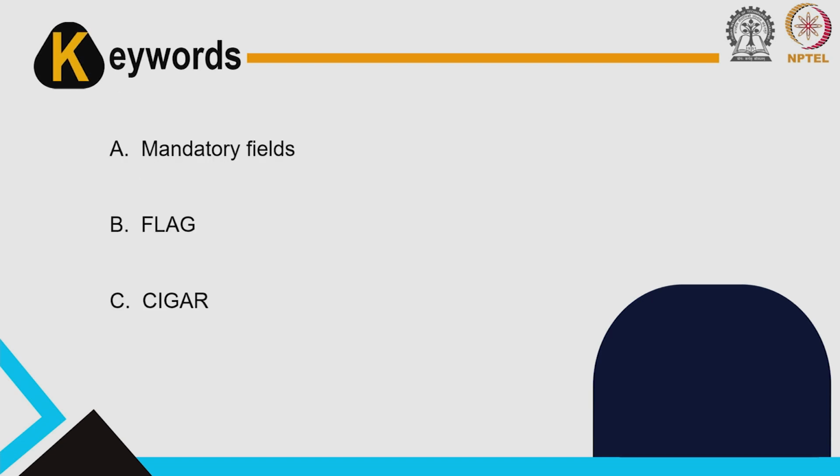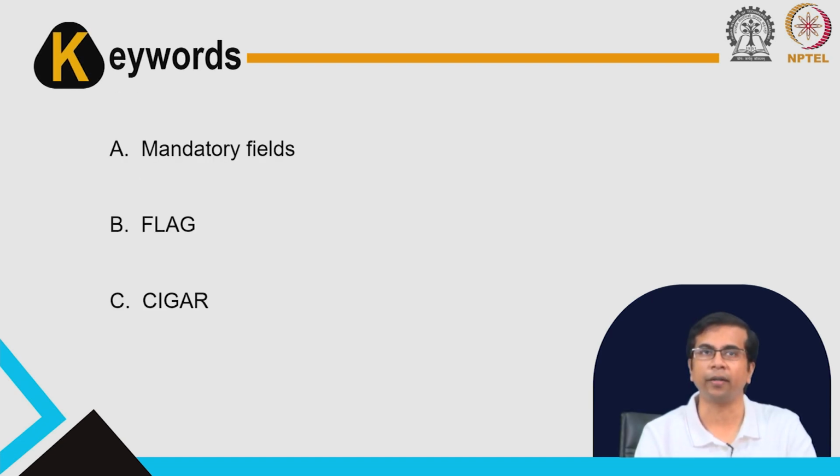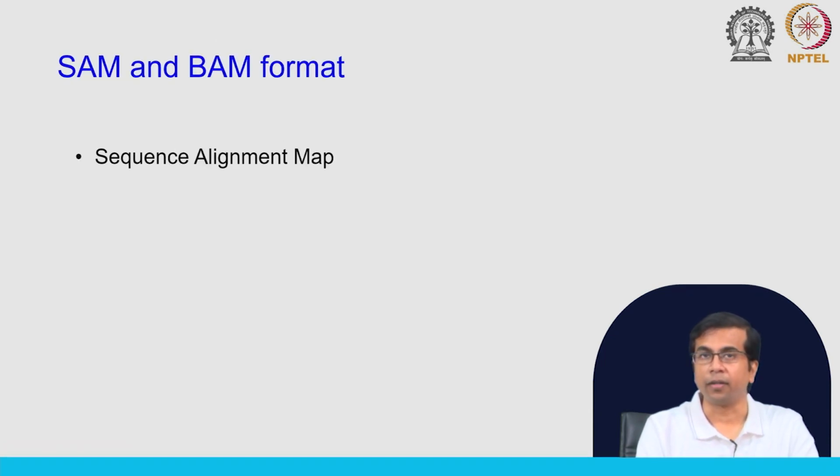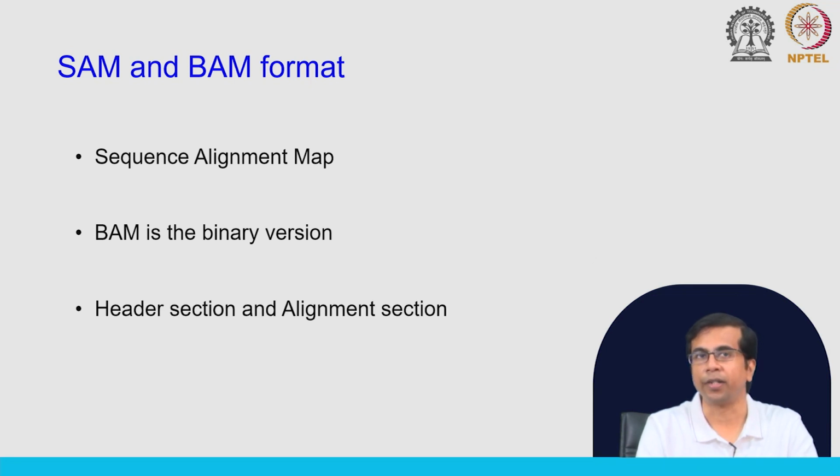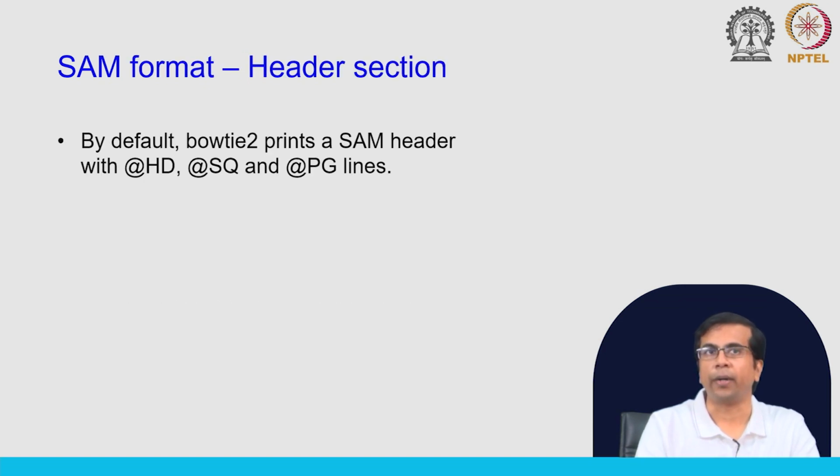These are the keywords that you will come across: mandatory fields, flag and CIGAR. Just to summarize what we have seen, we know the full form: SAM stands for sequence alignment map, and BAM is the binary version of that file. This is the machine readable file, and there are two sections, header section and alignment section. In case of Bowtie2, by default it will print the SAM header with @HD, @SQ and @PG. This information will be there in the header section.